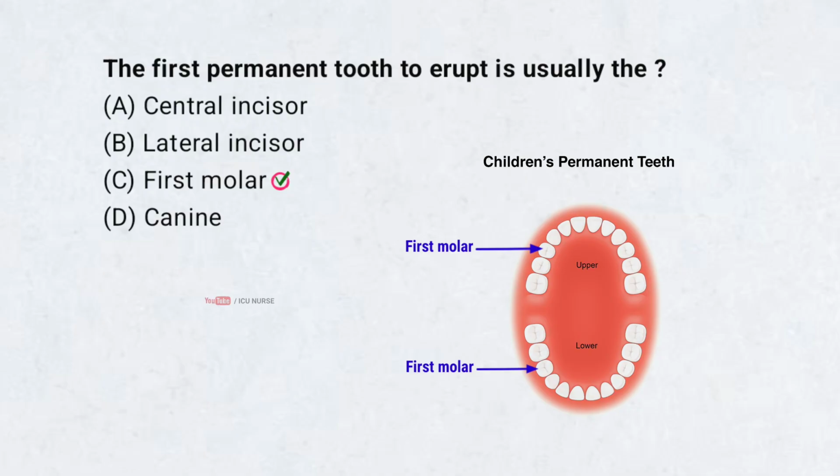The first permanent tooth to erupt is typically the first molar, around 6 years of age. These are often called the 6-year molars. Eruption of teeth can vary, but this is usually the first milestone in permanent dentition.